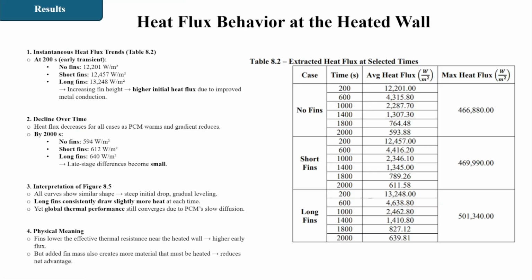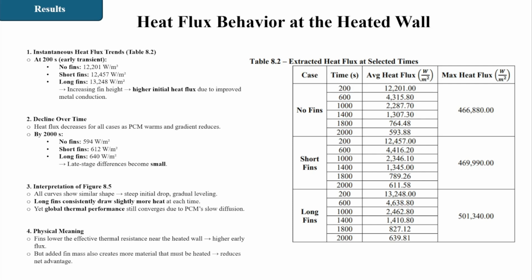So the heat flux behavior at early times, what we have from this specific analysis is that the fin configurations draw more heat, up to about 13 kilowatts per meter squared. For long fins, essentially what we understand here is that fins reduce thermal resistance near the heated wall. So they allow the wall to release more energy initially, but as the PCM warms, the gradient collapses and all cases converge to more similar heat flux levels.